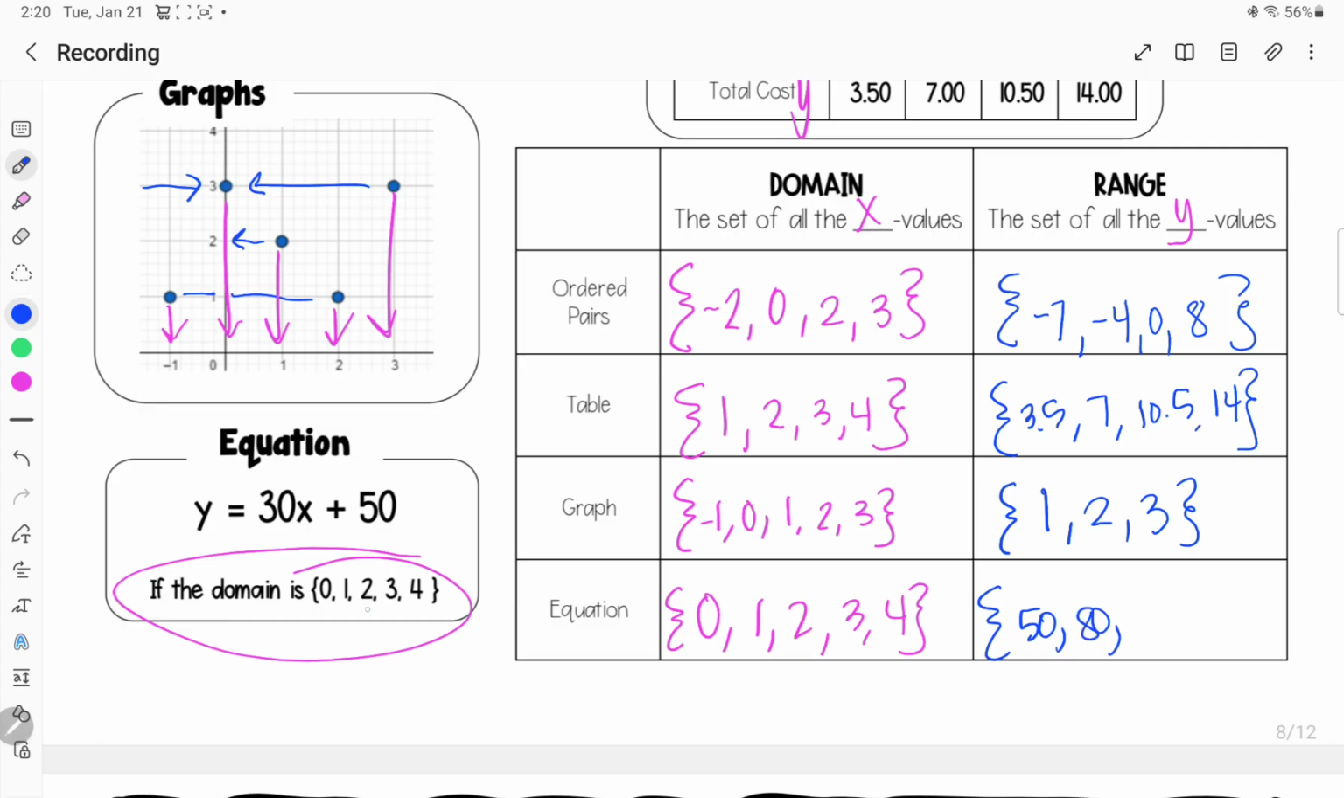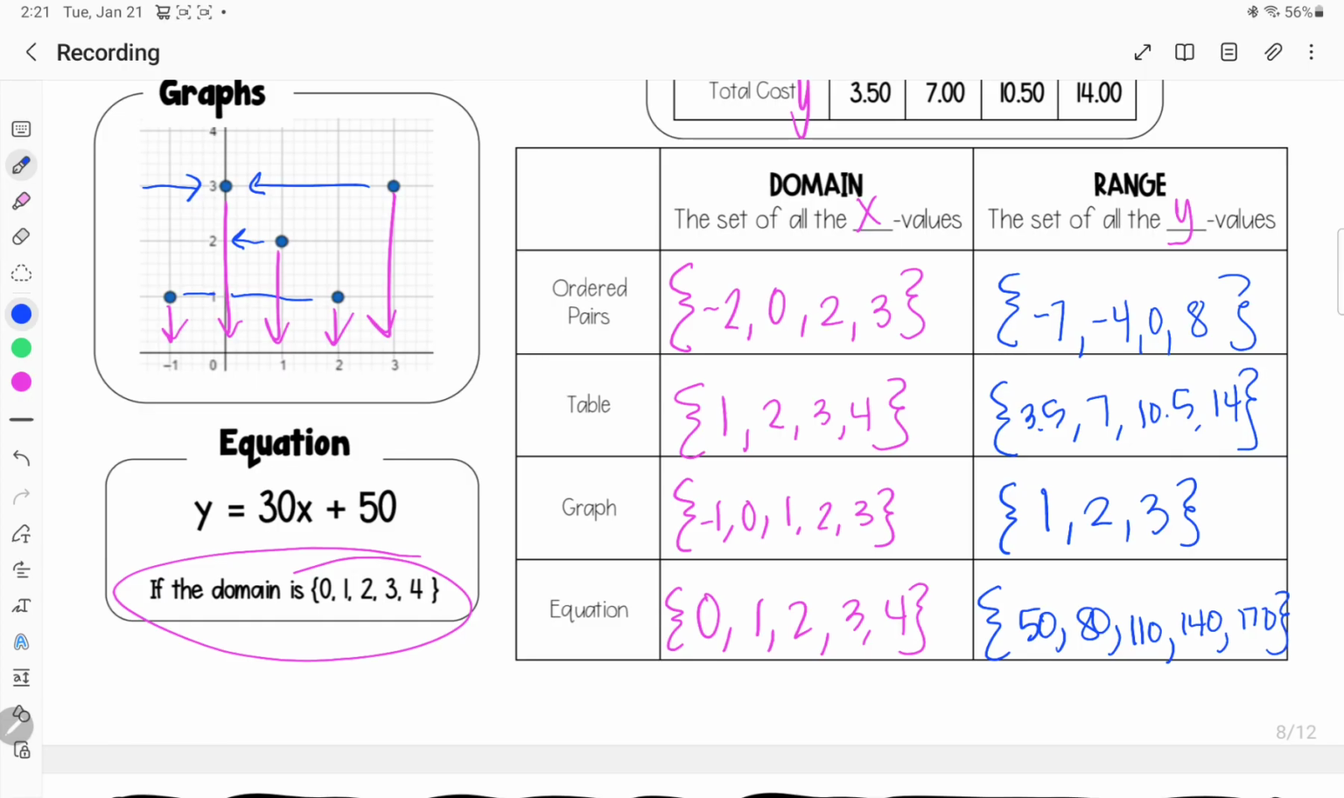The next one, number 2, is domain of 2. So I do 30 times 2, which is 60. 60 plus 50 is 110. If I had 3, it would be 3 times 30, which is 90. 90 plus 50 is 140. And our last one, 4 times 30 is 120. 120 plus 50 is 170. So on those ones, you have to plug them in.